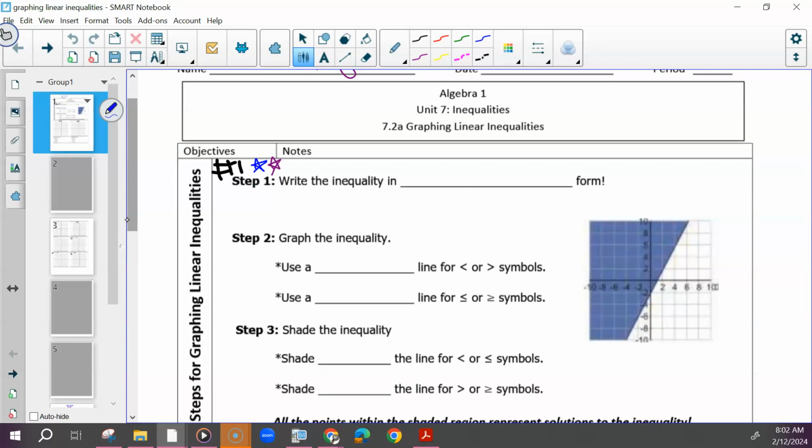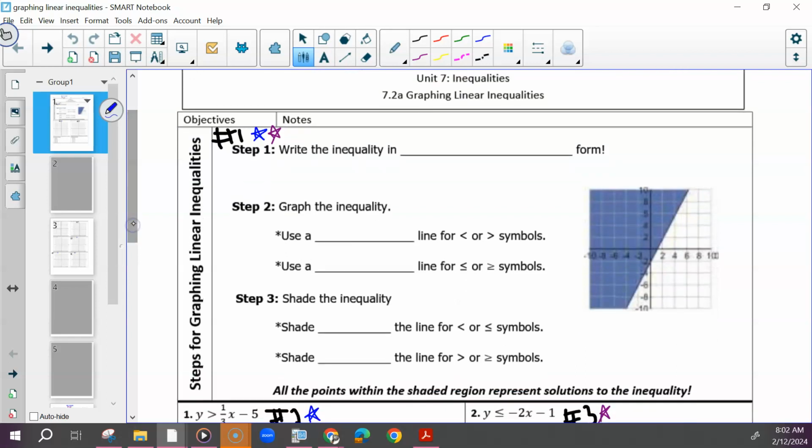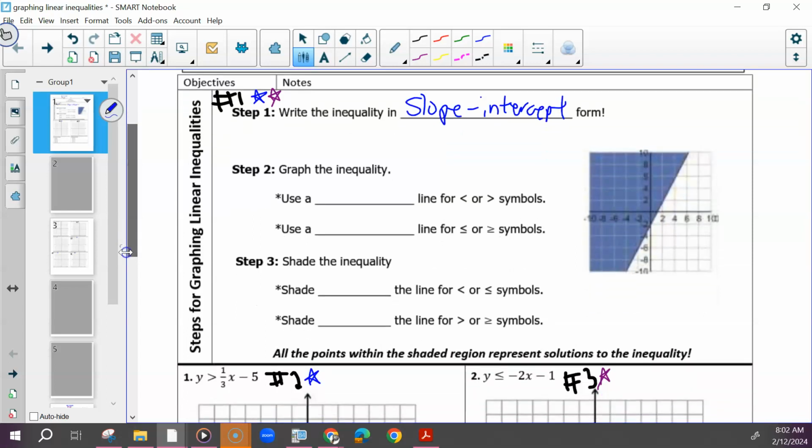And then today we're going to do graphing and writing. We may have to pick up some of it tomorrow, but that's okay. The steps for this are write the inequality in slope-intercept form. Graph it like normal. And then when we graph it, it has some specific rules. If it has a strictly less than or strictly greater than, we're going to use a dashed line. I'll explain what that means here in a moment. And then if it has less than or equal to or greater than or equal to, you're going to use a solid line.